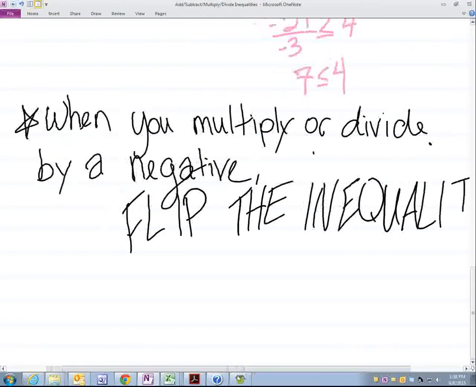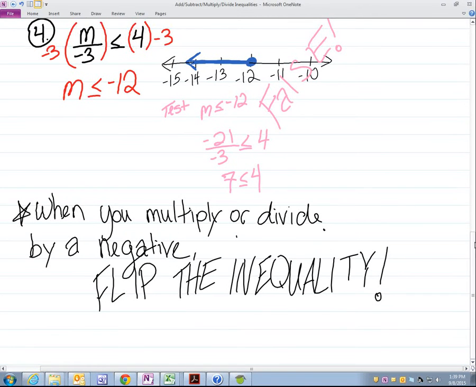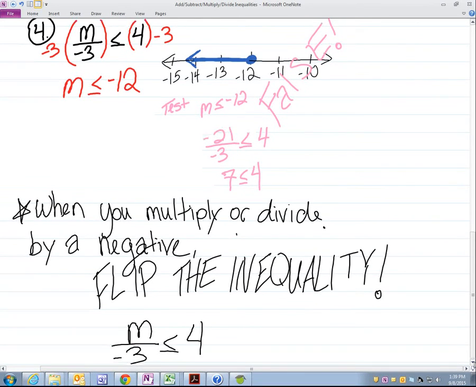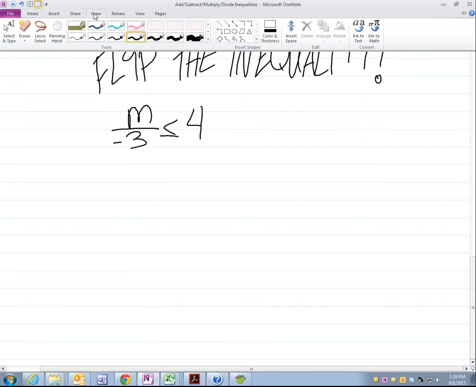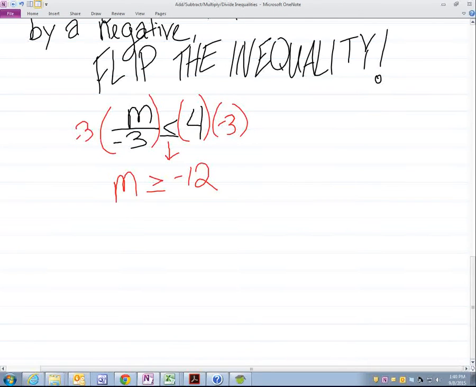So let's do that example when we flip it correctly. M over negative 3 is less than or equal to 4. I have to multiply both sides by negative 3. I'm multiplying by a negative 3, so my sign needs to flip. It was less than or equal to, but now it's greater than or equal to. And that one will come true when you label it.